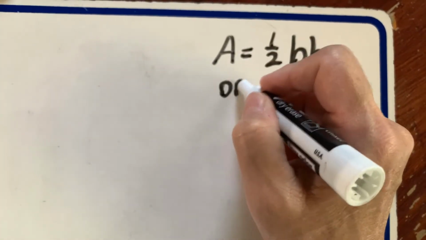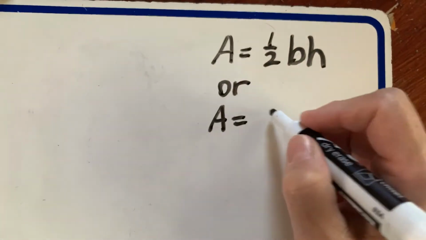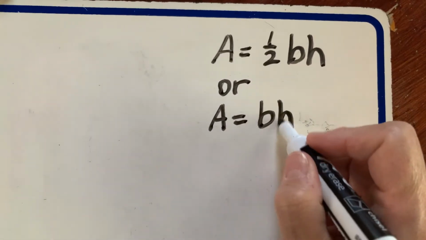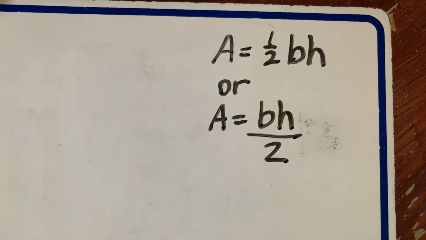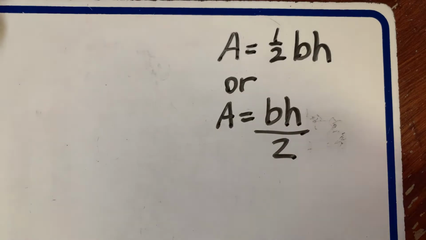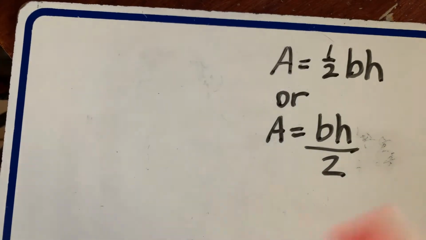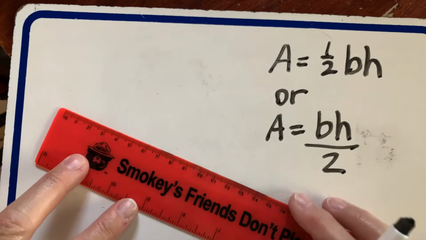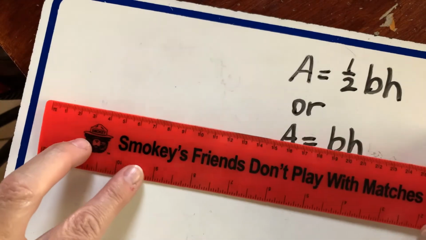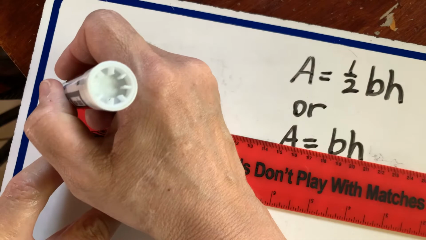So you could use area equals base times height divided by 2. It means the same thing. Okay. So the first thing we're going to do is I'm going to draw a triangle, any kind of triangle, and we're going to find the area of it.